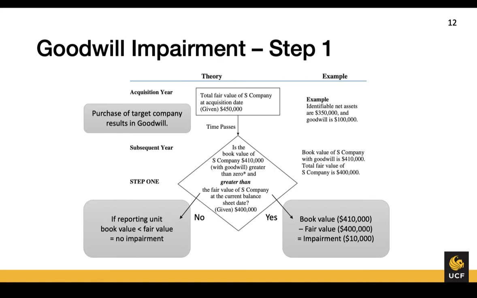Step 1 of the quantitative test is to compare the book value of the reporting unit with the fair value of the reporting unit. The fair value of the reporting unit is essentially the price we would be willing to pay to buy it all over again. If the book value of the reporting unit is less than the fair value, then there is no impairment. In other words, our accounting records say that the reporting unit is worth less than it is. However, if the opposite is true and the book value is greater than the fair value, now our accounting records say the reporting unit is worth more than it is. In this case, we impair goodwill by whatever amount makes the book value and the fair value equal, or eliminates goodwill entirely if the difference is greater than our recorded goodwill.